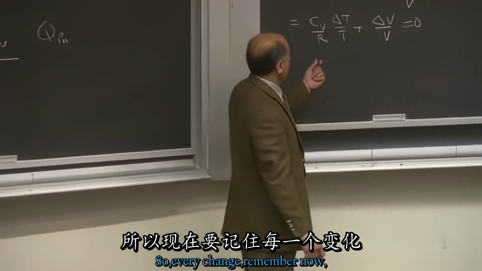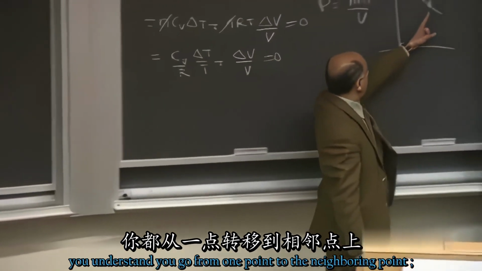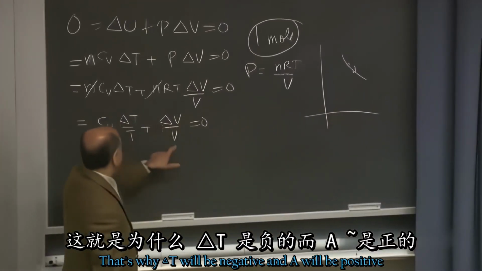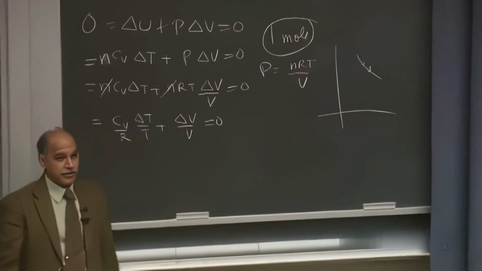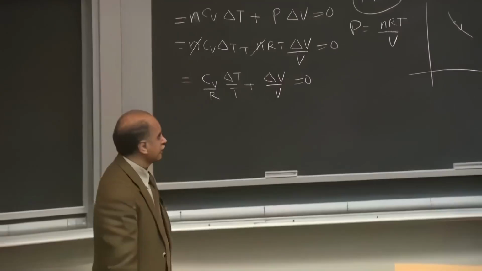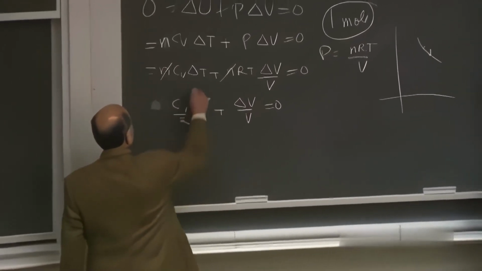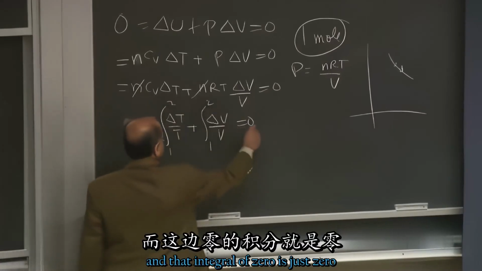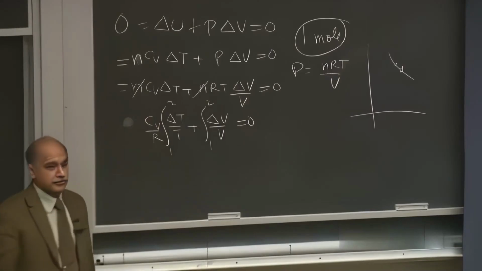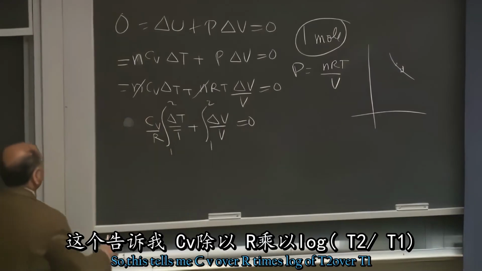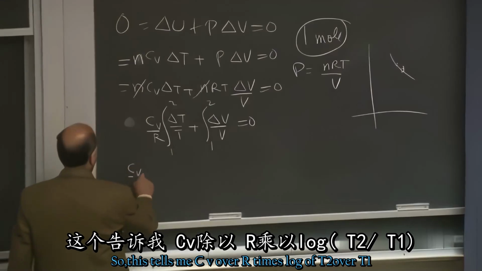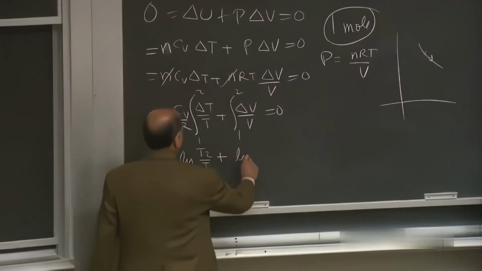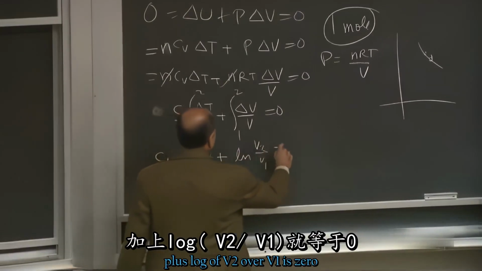So every change, remember now, you go from one point to the neighboring point, that's a plunge in temperature. That's why delta T will be negative and delta V will be positive, and these numbers will, of course, cancel. Now let's add all the changes. That's called doing the integral. Do the integral of that from start to finish, and the integral of 0 is just 0. So this tells me CV over R times log of T2 over T1 plus log of V2 over V1 is 0.